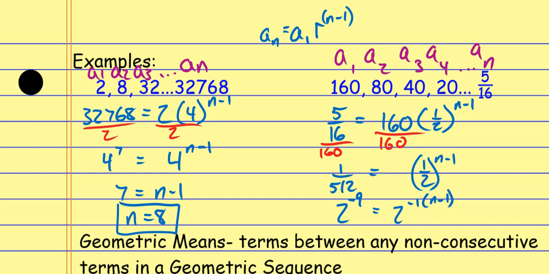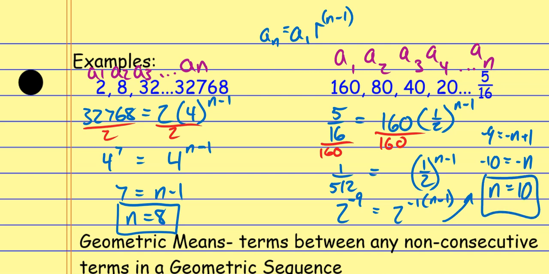And now I have the common base. I can set those exponents equal to one another. In other words, I get negative 9 equals the negative n plus 1. I can subtract that 1 from each side, and then divide by the negative. So that's the 10th term, okay? And so once again, as I look at that, my preference is just to simply use logarithms. It takes me longer to guess and check in terms of getting that exponent than it does to just take the log base 1/2 of each side, okay?